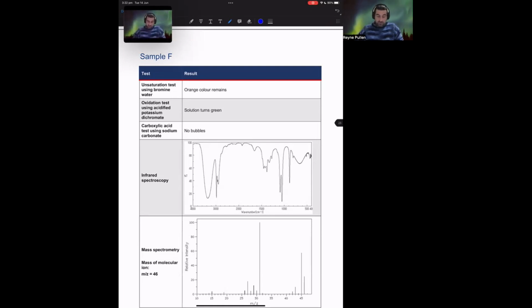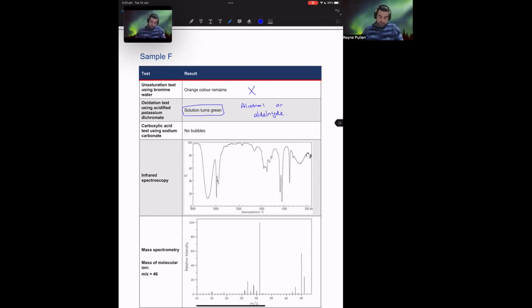Now, first of all, we want to think about these tests. We're testing for a double bond or a triple bond in our unsaturation tests, and it's telling us that there is none of those around. Our orange color remains. The oxidation tests, we're hitting it with acidified potassium dichromate and the solution turns green. So that must mean that there is an alcohol or aldehyde present. All right, key piece of information to know.